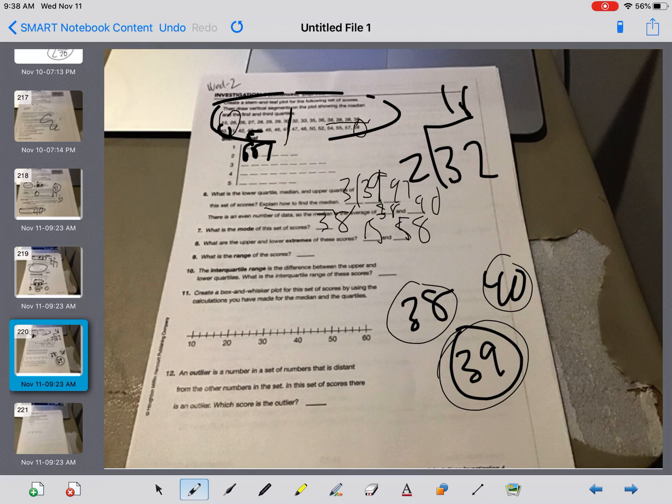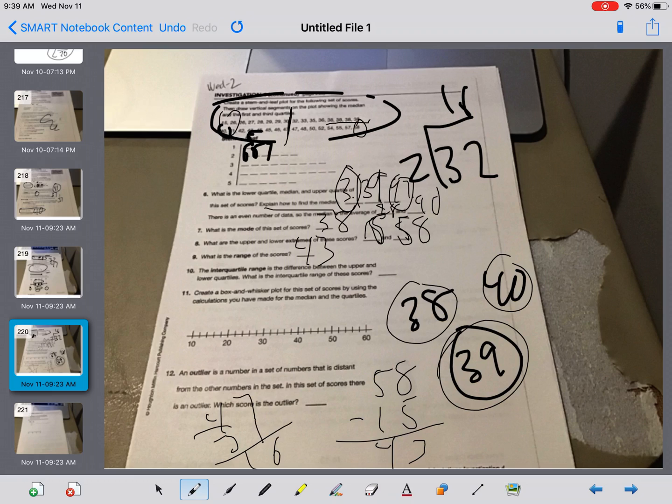What are the upper extremes and lower extremes? First, boom, 15. Last, boom, 58. What is the range? 58, the biggest, minus the smallest. Subtract, gives me a 3, gives me a 4. The range is 43. The interquartile range is the difference between the upper and lower quartiles. What's the interquartile range? Well, I had a 31 and a 47, guys. So 47 minus 31 is 16.